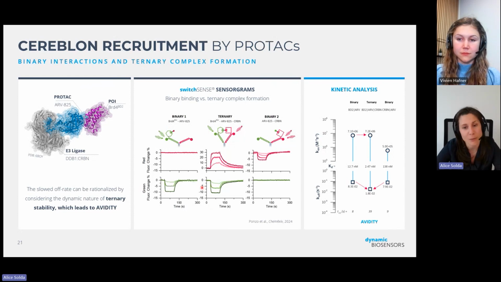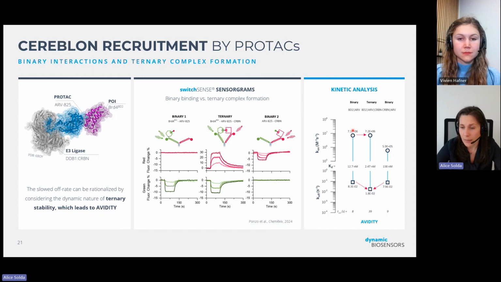And again, this is very similar to the graphics that I showed before, in which whenever you have the bromo domain BD2 only, you have a pretty nice binary binding. Whenever you have the cereblon, you have the binary binding towards cereblon, and in this case we use the ARV-825 as a positive control. And you see again that whenever the two proteins are present, then you have a very beautiful FRET signal coming up.